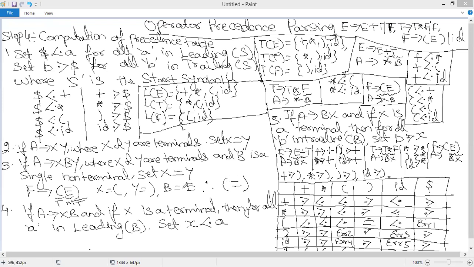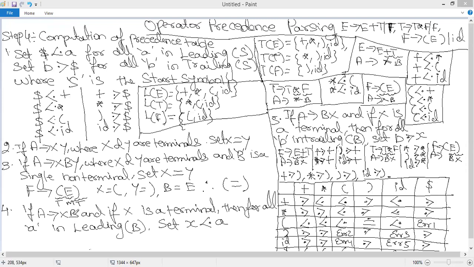Okay. So the next rule is: if A tends to XB and if X is a terminal, then for all A in leading of B, you have to set X less than A. So the meaning is, if we have a production rule in this format, A tends to XB, here X is a terminal and B is a non-terminal.